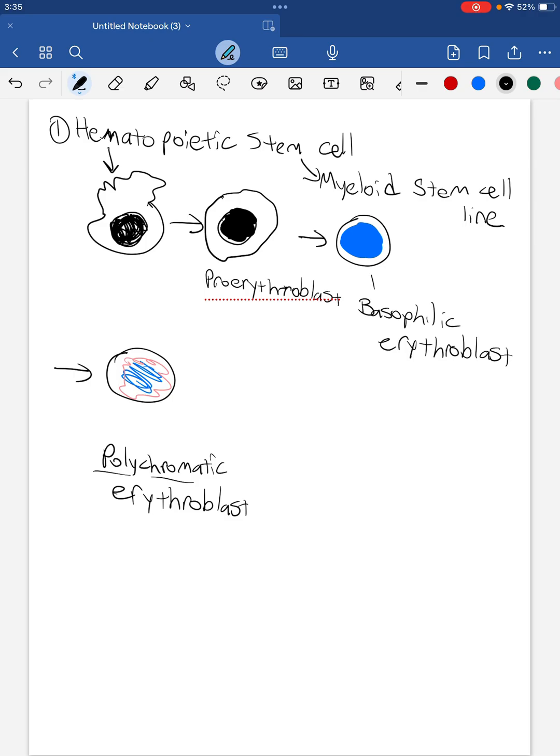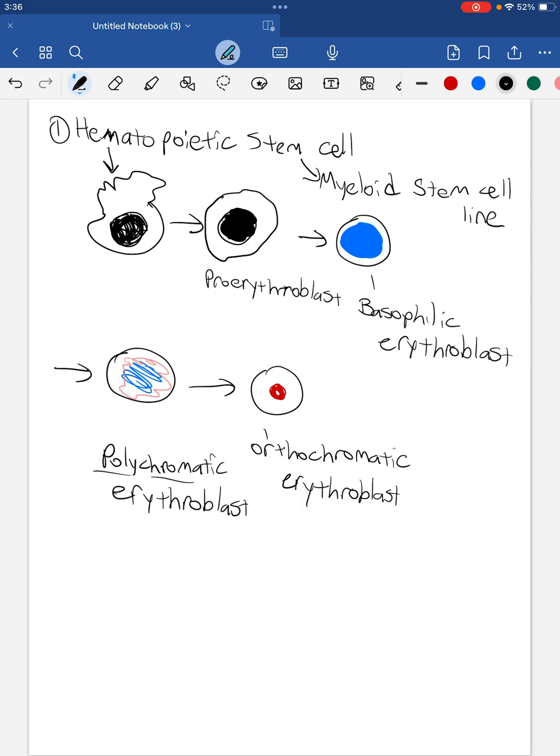Then we have our orthochromatic erythroblast. There's our nucleus there. So mostly hemoglobin here, so it's going to appear more of a red or a pink color. This is where most organelles are ejected and the nucleus is starting to degrade. So you see I drew it a lot smaller here. Okay, so it's getting smaller. And then it is pushed out.